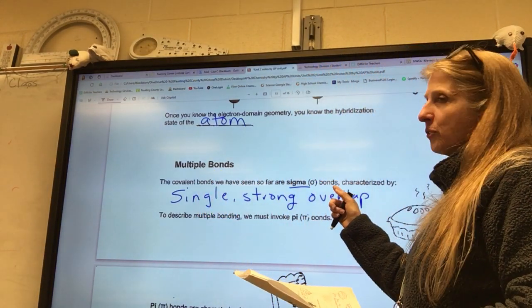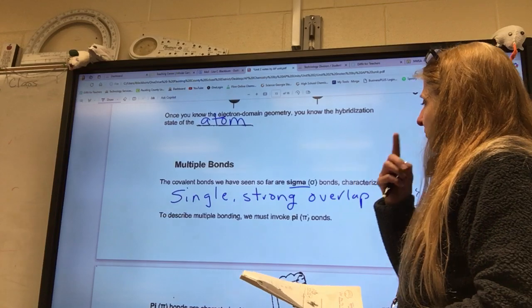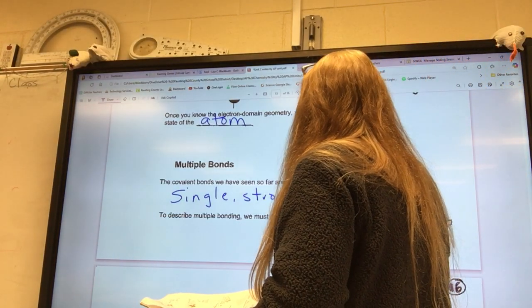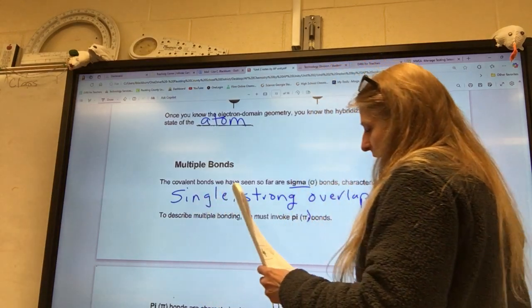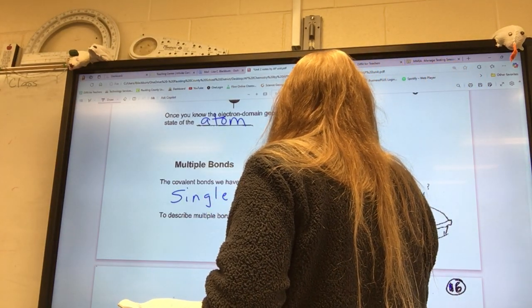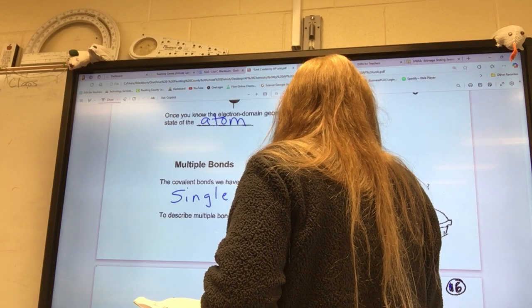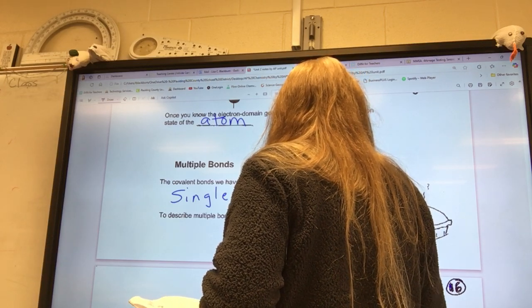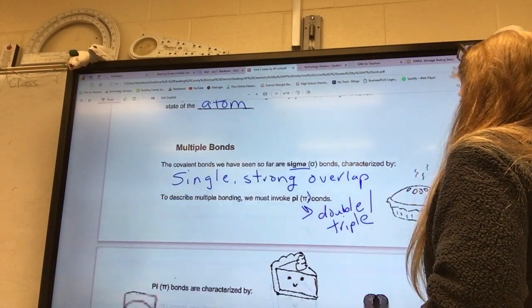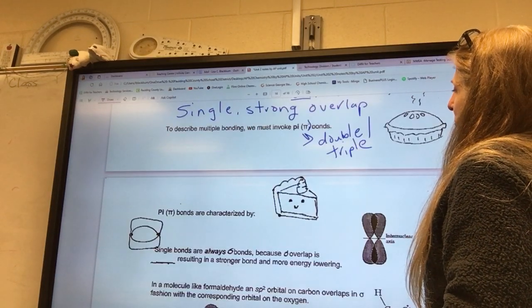So these single bonds are really strong. They're called sigma bonds. But what about double bonds? Then it's something called pi bonds. Pi bonds. So this is double, and they're used in double and triple. So how do those work? See, don't you feel smart learning about sigma and pi bonds?